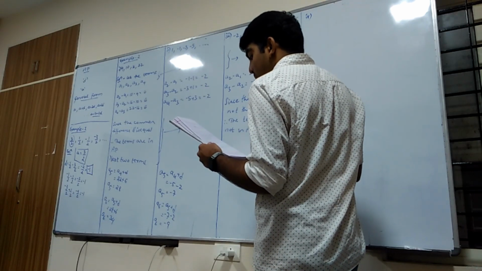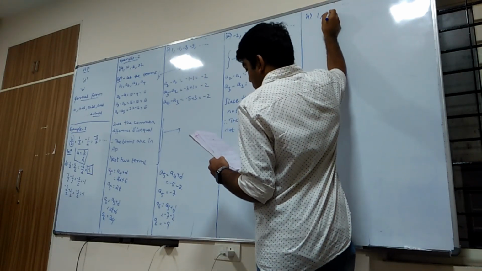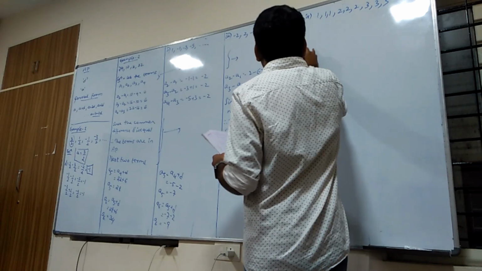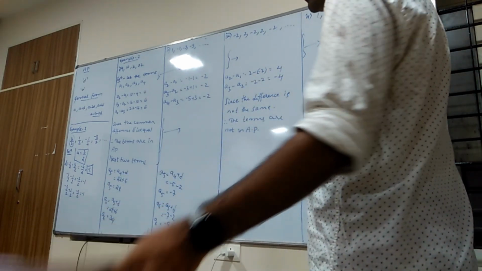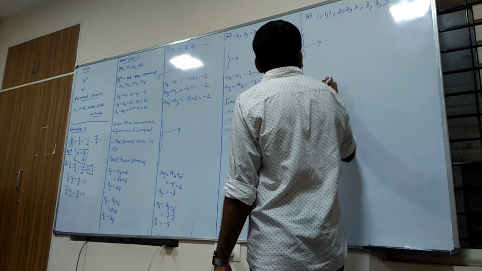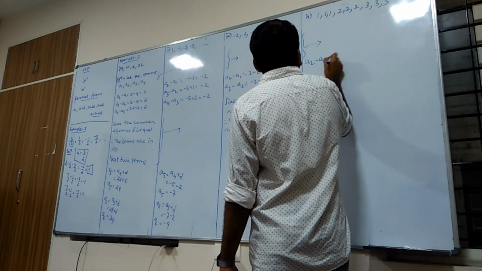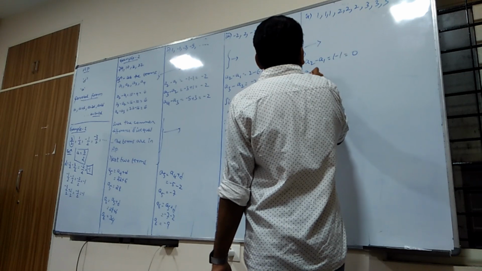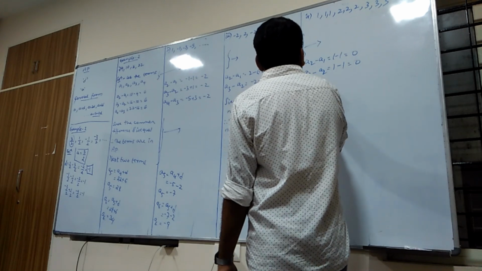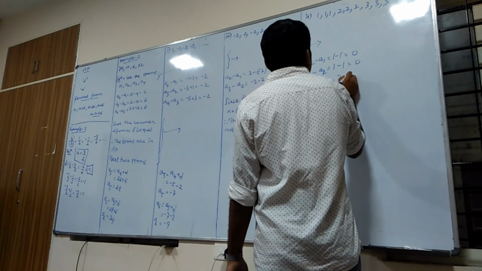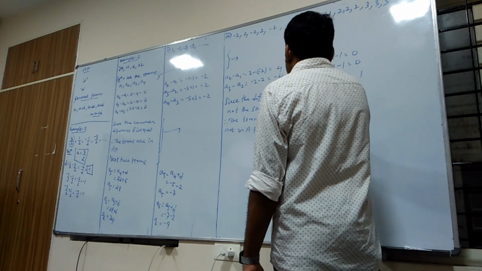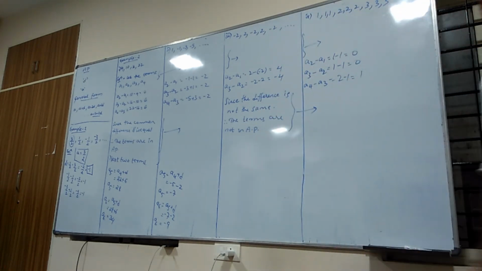1, 1, 1, 2, 2, 2, 3, 3, 3. Let the terms be so and so, till A9 you write. We'll start with A2 minus A1: 1 minus 1. A3 minus A2: 1 minus 1. A4 minus A3: 2 minus 1. Since difference is not the same, therefore terms are not in AP.